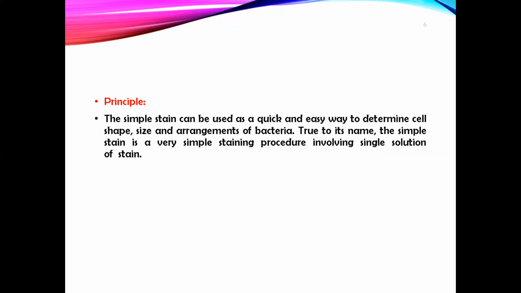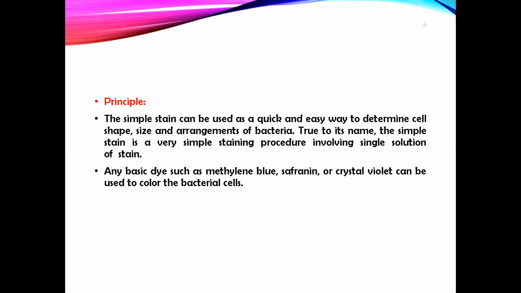So what is the principle of the simple staining technique? It is an easy and quick way to determine the shape, size and morphology of the bacteria. Simple staining involves use of a single stain instead of using two stains and a decolorizer. Any basic dye such as methylene blue, safranin, or crystal violet can be used to color the bacterial cell. So in simple staining, we are using a basic dye.